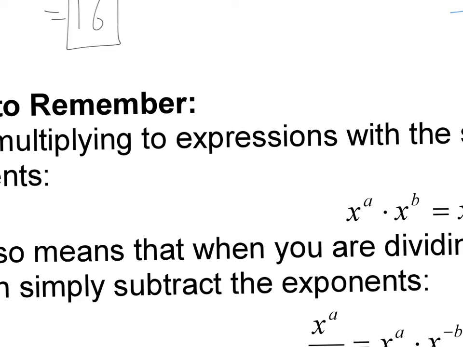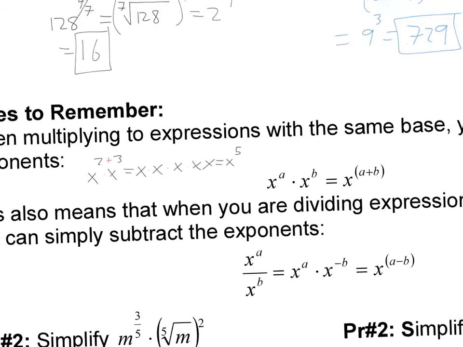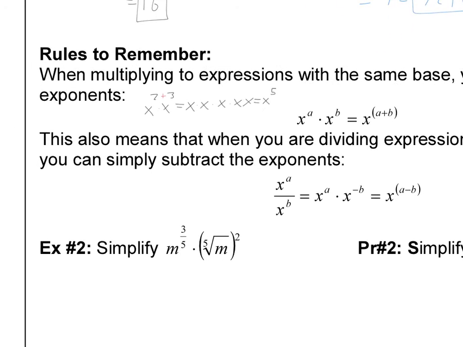Let's say I had like x squared times x cubed. What is this really saying? This is really saying x squared, that's x times x. And x cubed, that's like saying x times x times x. Well, how many x's do I have total? I have 5. So this is the same thing as x to the 5th. And now you can see 2 plus 3 is 5. So that's just one example to show you how that works and why that works. So that's a rule that we can use.